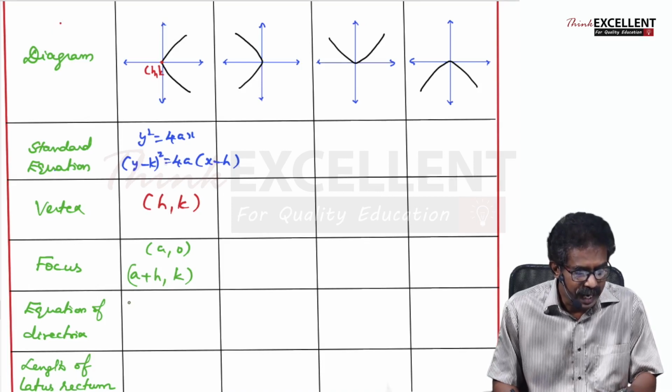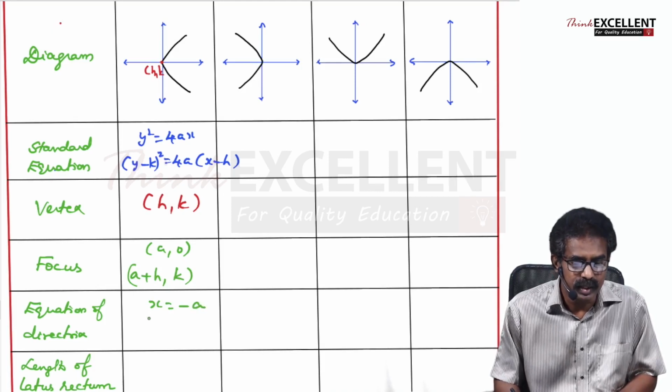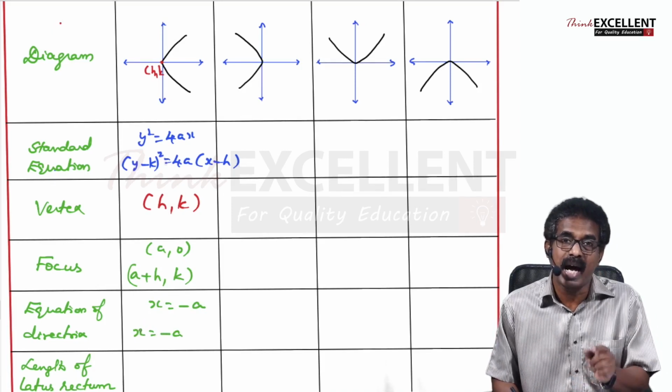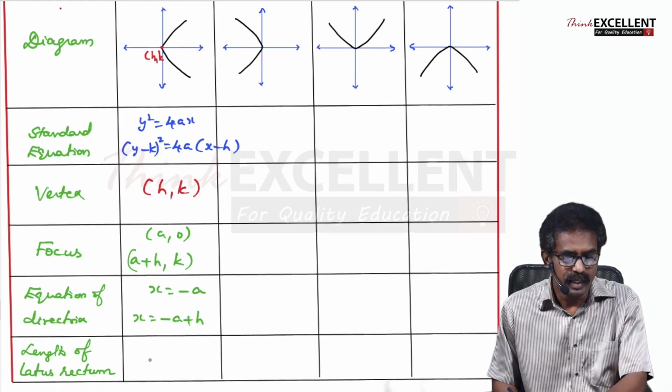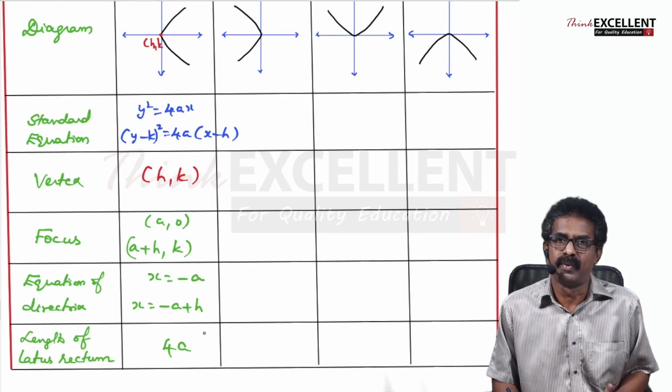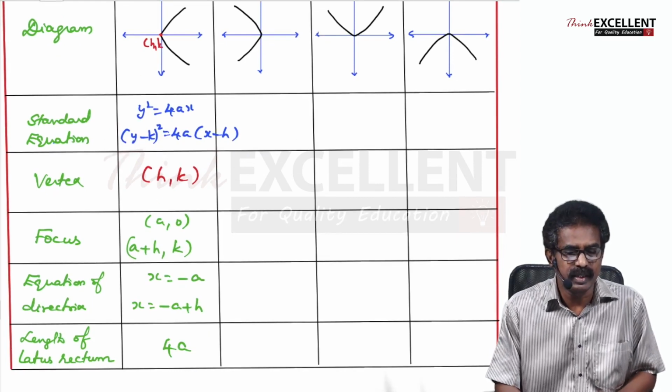Equation of directrix. So earlier we wrote x equal to minus a, right? So now x is equal to minus a plus h, since it is x value, add h. That's all. Length of the lattice rectum is always 4a only. Length of the lattice rectum is always 4a.